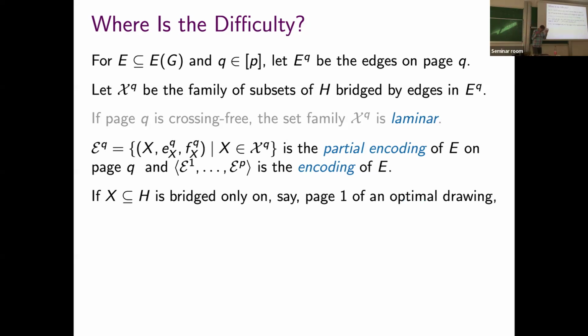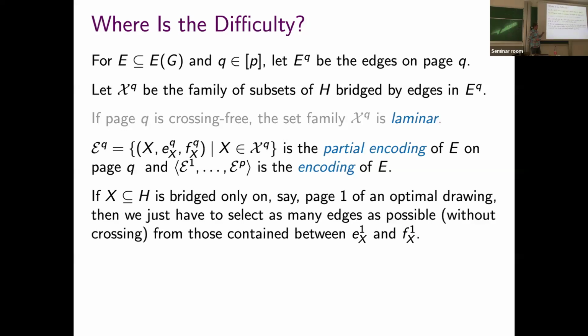Now, what is the difficulty? Back to the question. If some subset X of my hitting set is bridged only on one page, maybe in an optimal drawing, then our task is easy. We just must apply the previous lemma that tells us how to squeeze as many edges between E1 and F1.